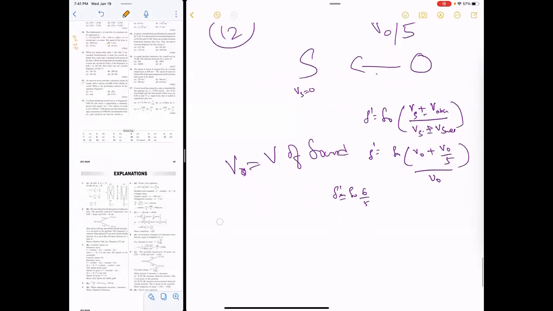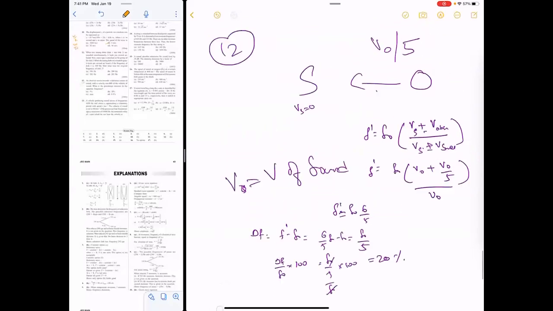So how much did it change? Delta F is F dash minus F naught. So 6 by 5 F naught minus F naught, that is F naught by 5. Percentage increase means delta F by F naught into 100. So F naught by 5 by F naught into 100, 20%. The percentage increase is 20%. Is this clear? Doppler's effect?